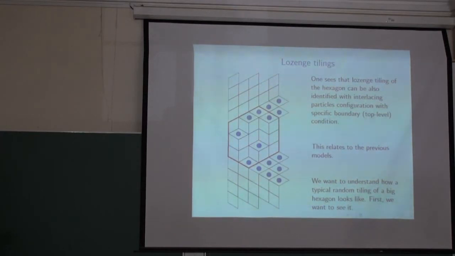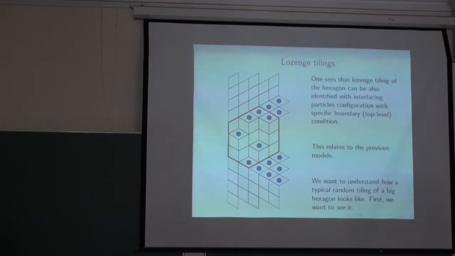Now suppose that we want to study this model. We want to understand how a typical random tiling for a hexagon of big size looks like. At first, at least, we want to see it, so to see how it looks like, to do some sampling. To do it, it turns out that similar ideas with these commuting Markov operators help us in this problem. So from these ideas, again, we can extract some sampling algorithm and some dynamics, which will give us our tilings.